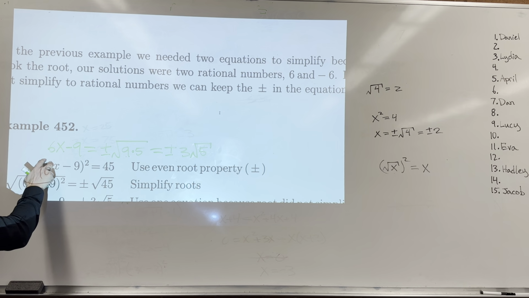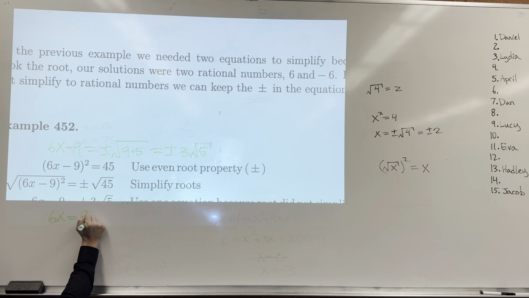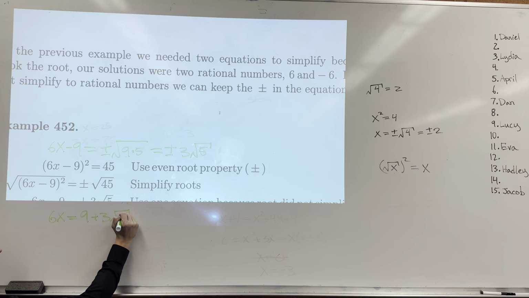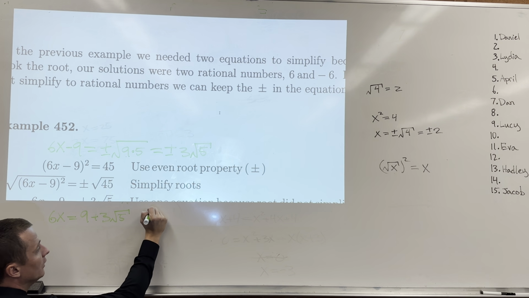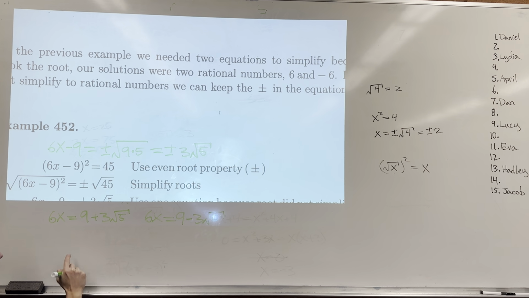Okay. So now, we just handle the positive case, handle the negative case. I either get that 6x is equal to 9 plus 3 square root of 5, moving the 9 to the other side, or I get 6x is equal to 9 minus 3 square root of 5. In this case, divide both sides by 6, and I get x is equal to 9 plus 3 square root of 5 over 6. Or cancel a 3 out top and bottom, and we're left with 3 plus the square root of 5 over 2.